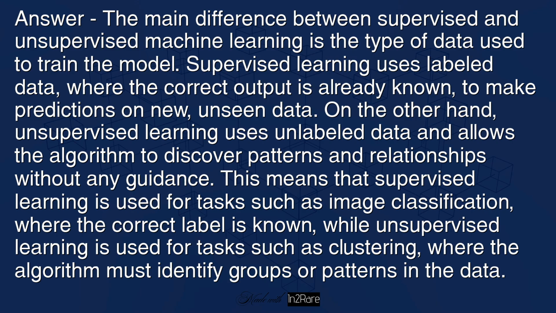guidance. This means that supervised learning is used for tasks such as image classification, where the correct label is known, while unsupervised learning is used for tasks such as clustering, where the algorithm must identify groups or patterns in the data.